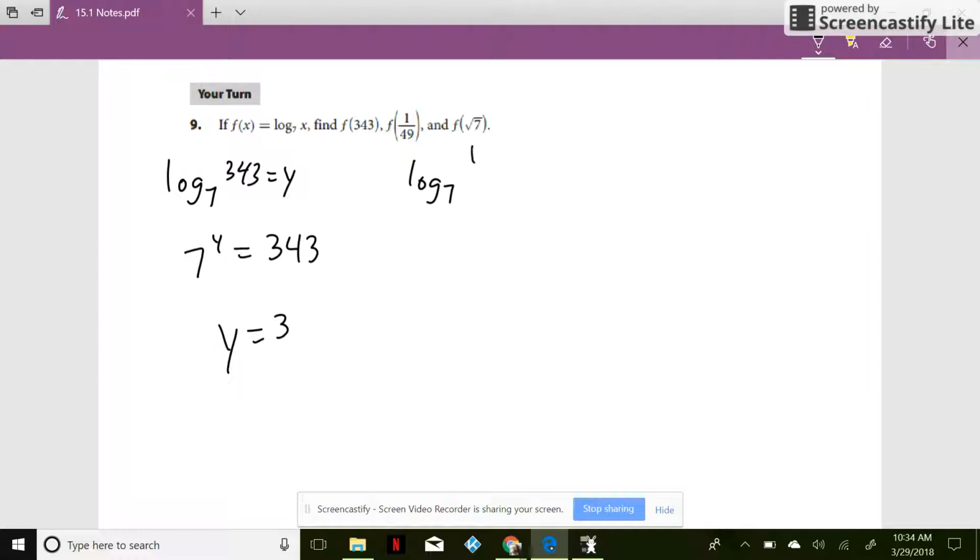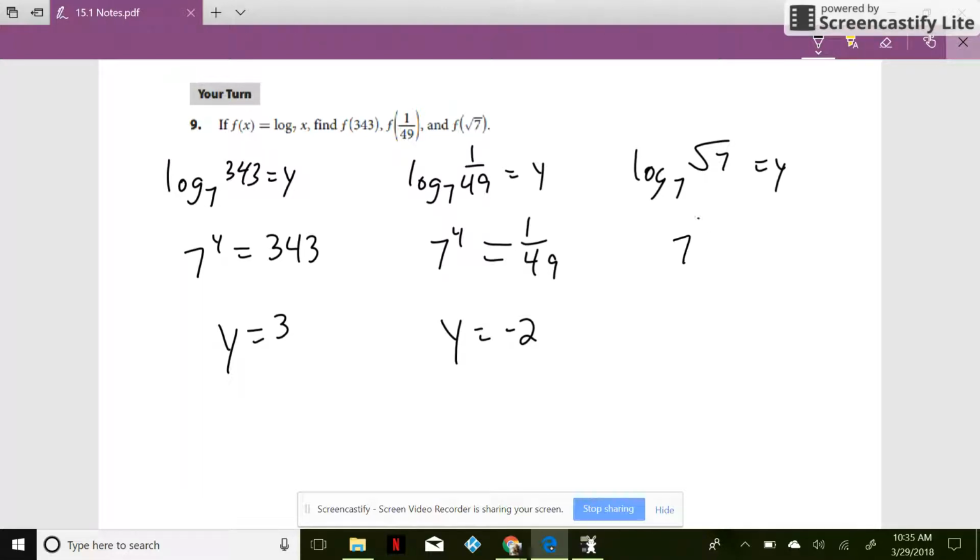Log base 7 of 1/49 is equal to y. So 7 to the y is equal to 1/49, and here y is going to be -2. And then we've got log base 7 of √7 is equal to y. So 7 to the y is equal to √7. Remember, √7 is the same thing as 7 to the 1/2, which means that y is just 1/2.